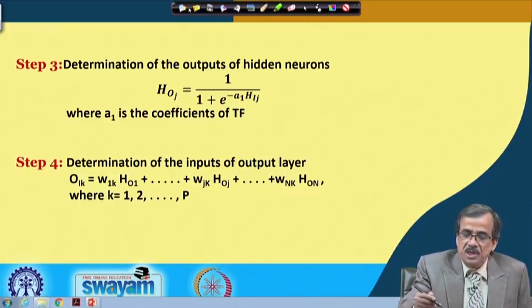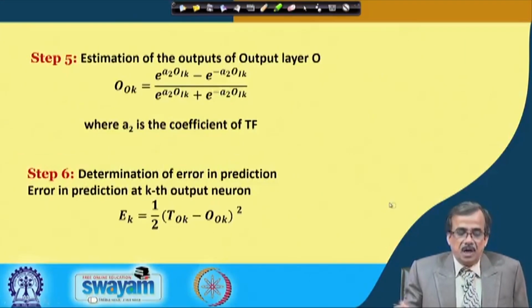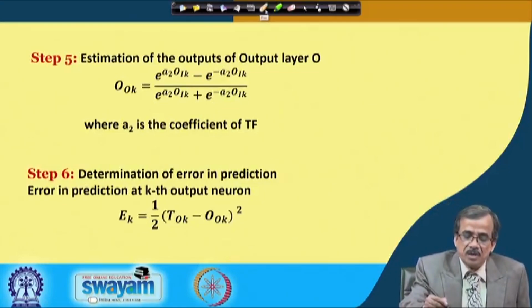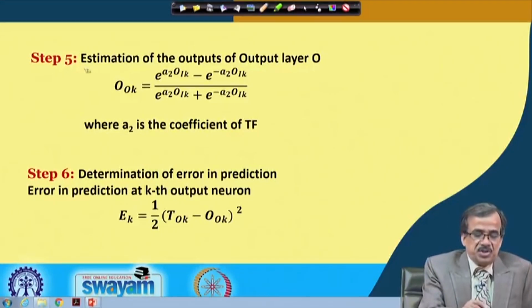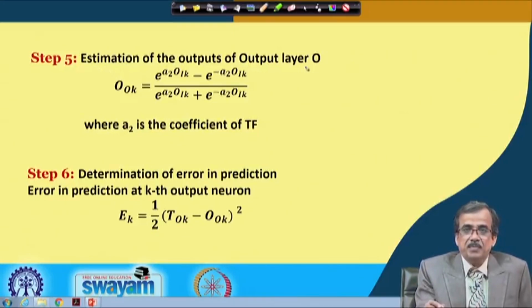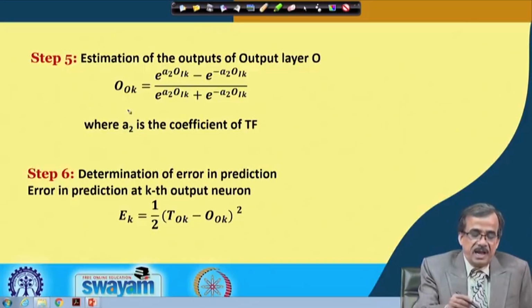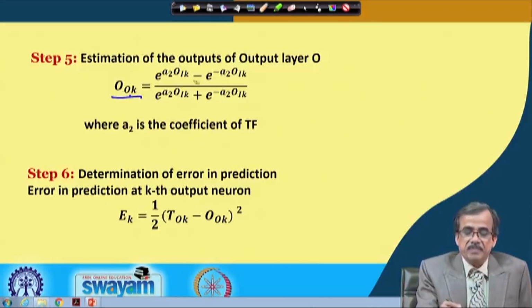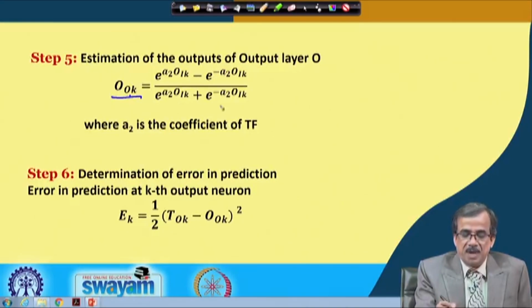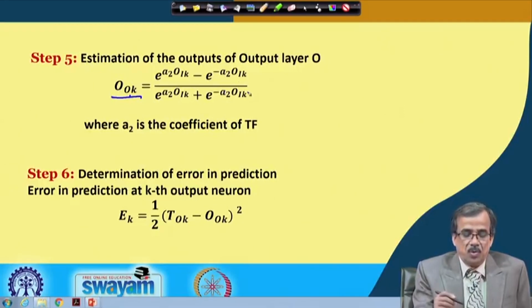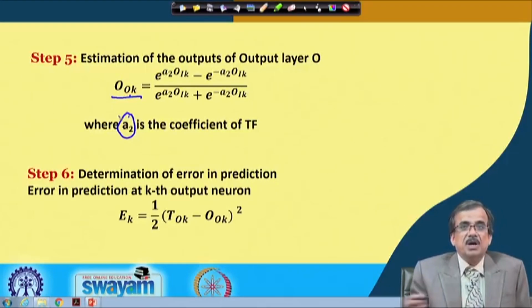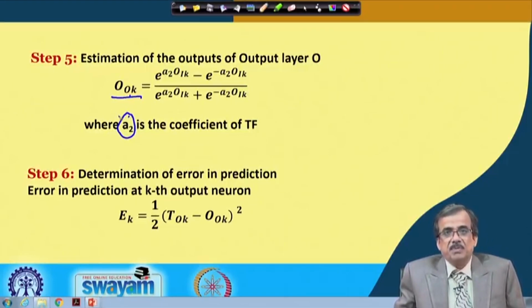Now, this is the way you can find out the inputs of the output layer. Once you have got the input of the output layer, in step 5 we allow this particular input to pass through the transfer function, and you will get OOK, which is nothing but (e raised to the power a2 OIK minus e raised to the power minus a2 OIK) divided by (e raised to the power a2 OIK plus e raised to the power minus a2 OIK), and this a2 is nothing but the coefficient of the transfer function.